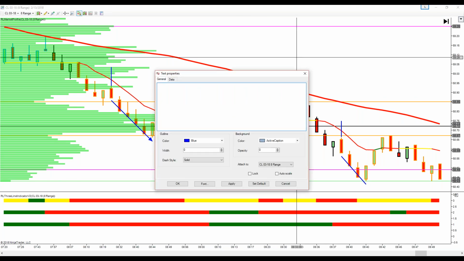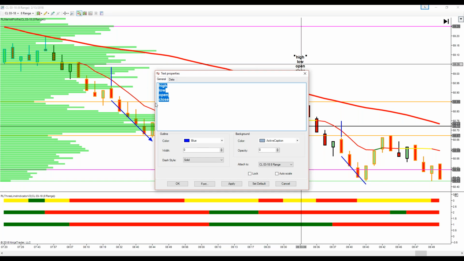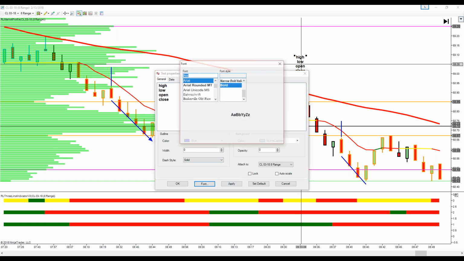In order for an oscillator to work, it must have 4 components to it on every candle. The candle must have a high, it must have a low, it must have an open, and it must have a close. If it doesn't have these four parameters, then the formula for the oscillator will not function.